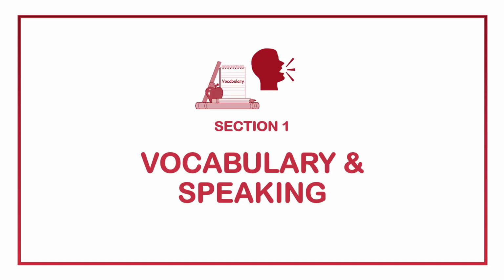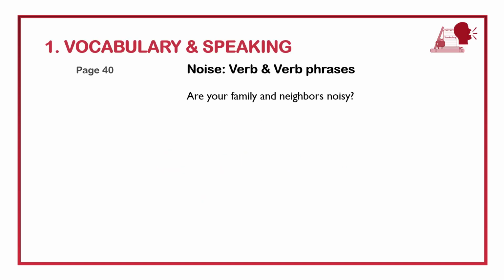Section 1, vocabulary and speaking. Go to your book now to page 40, Unit 5B, A Quiet Life, and let's start with part 1 or section 1, vocabulary and speaking, with the topic noise. We will focus on verbs and verb phrases as well here. Now, are your family or neighbors noisy?